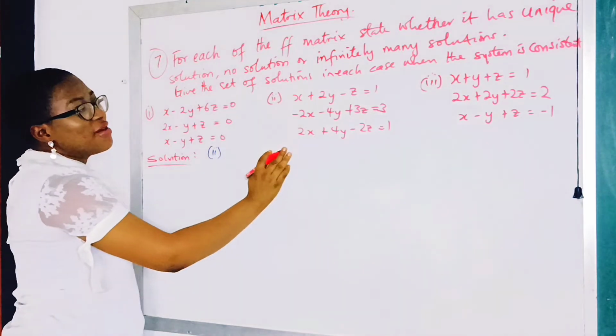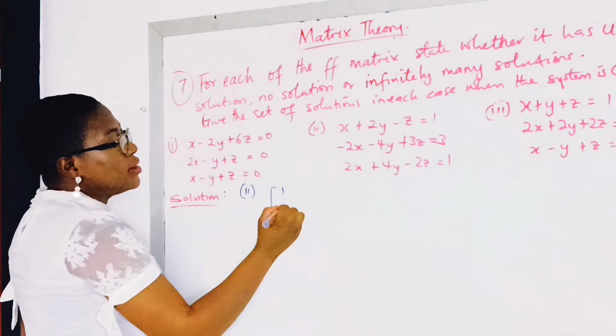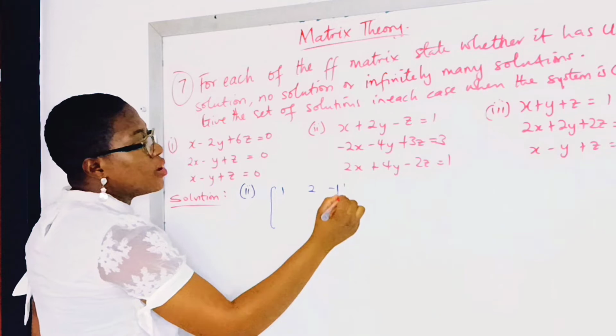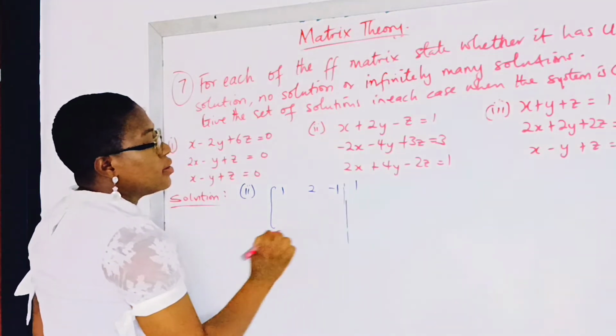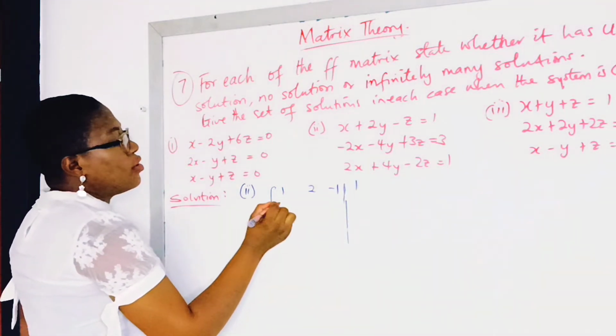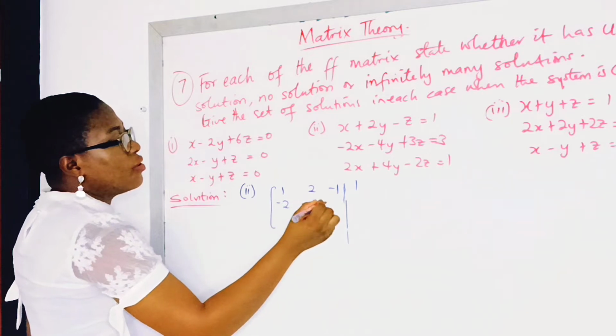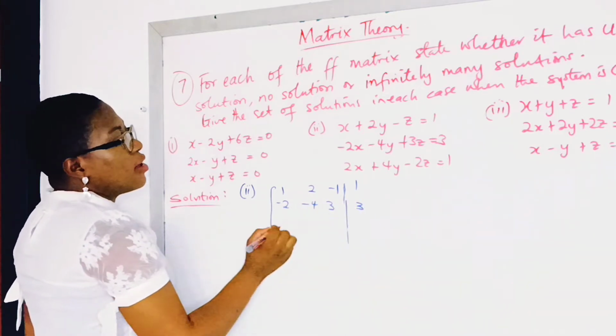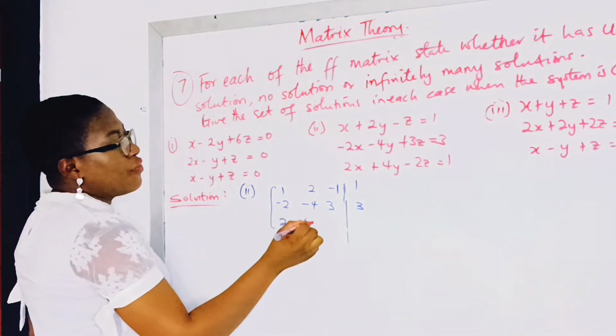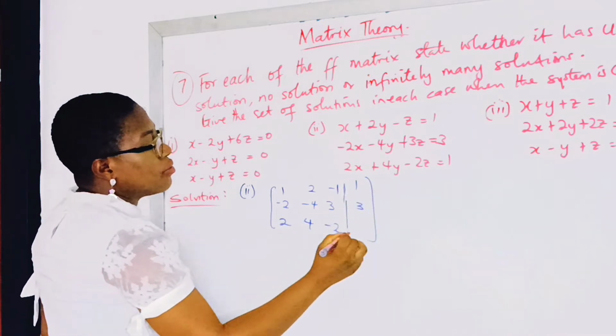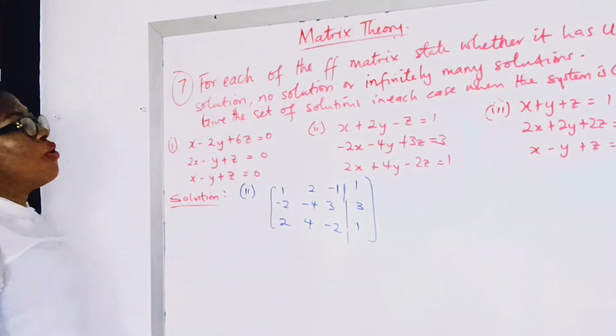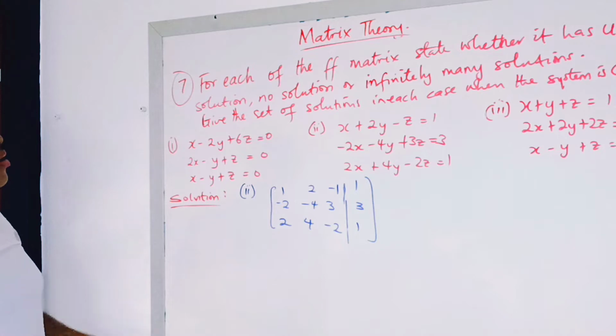So we are going to do the same thing for this. We have 1, 2, minus 1 beside 1. Then the next row, minus 2, minus 4, 3 beside 3. And then 2, 4, minus 2 beside 1. So we are going to reduce this.